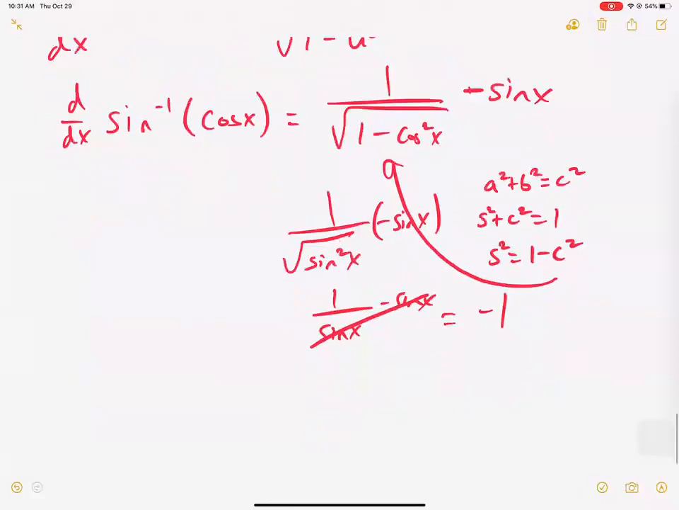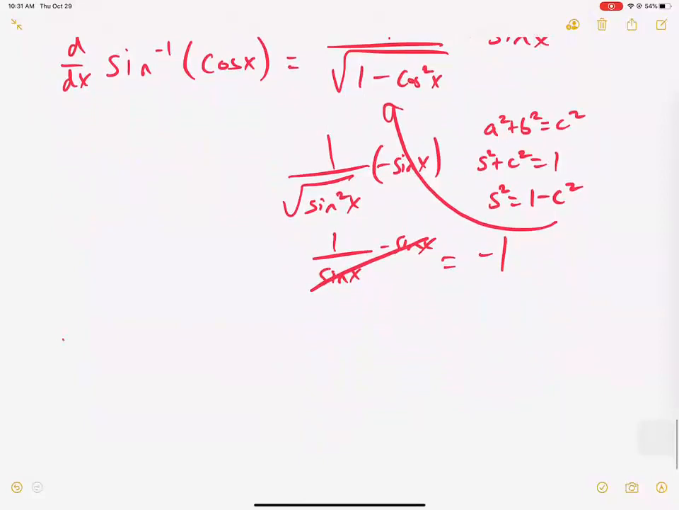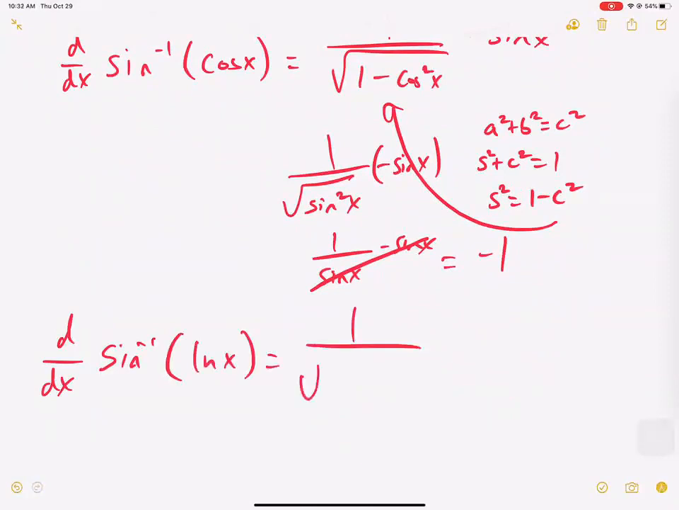If I do it one more time, let's do it with natural log. Sine inverse of ln of x. That's going to be 1 over the square root of 1 minus natural log squared, times the derivative of natural log, which is 1 over x.